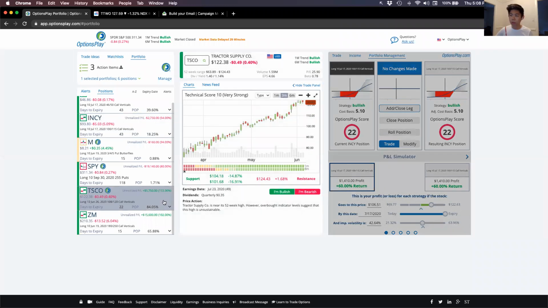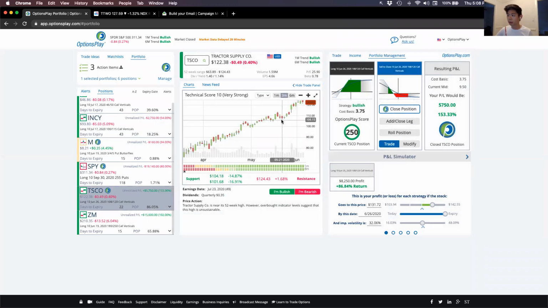But I do want to show you Tractor Supply. Tractor Supply moved substantially higher in our favor well before we originally anticipated the stock was going to hit. It hit that 120 level back on May 27th. We had the June 26th option, so we still have basically a whole month, about 3 weeks, left to go here. And we actually took profits on this trade, I think last week.